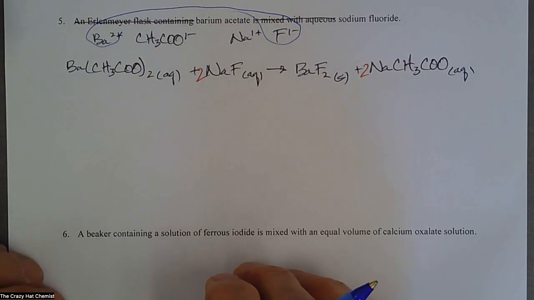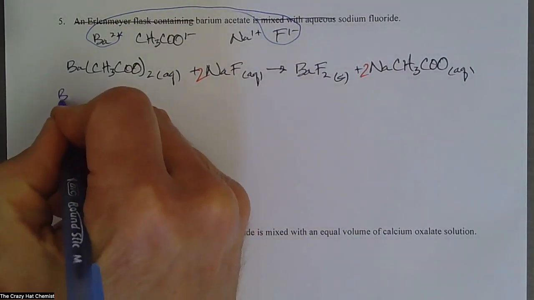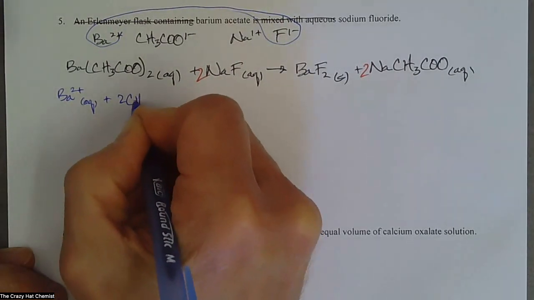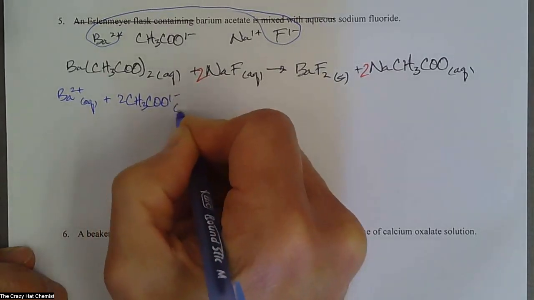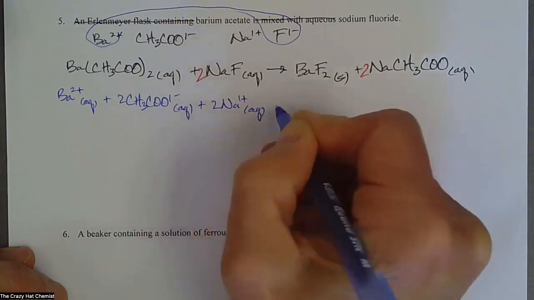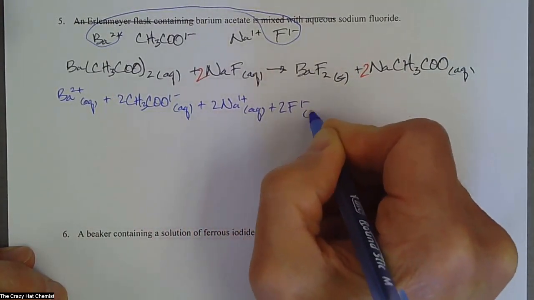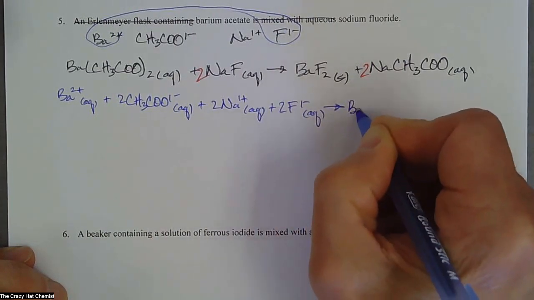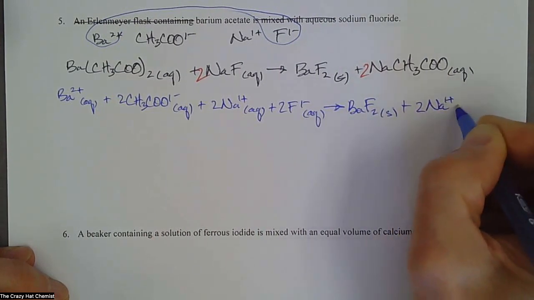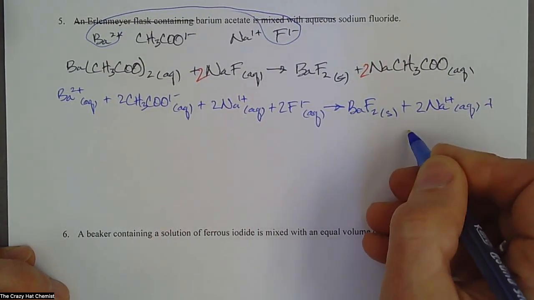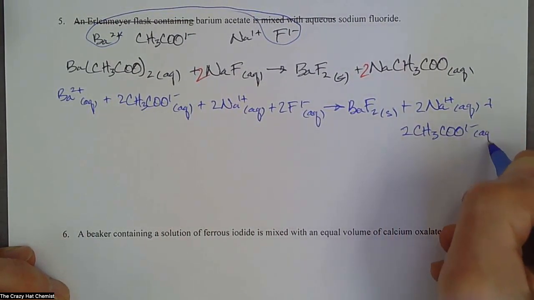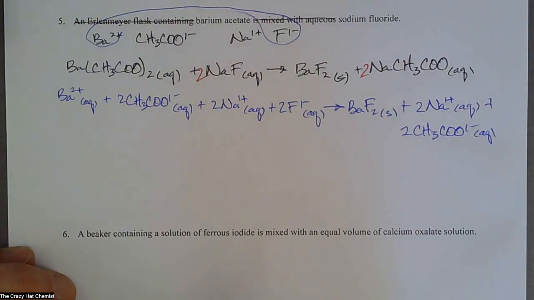Then we're going to write our total ionic equation. So that's a Ba2+, that's aqueous, and 2CH3COO1-, that's aqueous, plus 2Na1+, that's aqueous, plus 2F1-, that's aqueous, yielding BaF2 solid plus 2Na1+ aqueous. And I'm going to run out of space, but we're going to put it right down here. 2CH3COO1- aqueous.